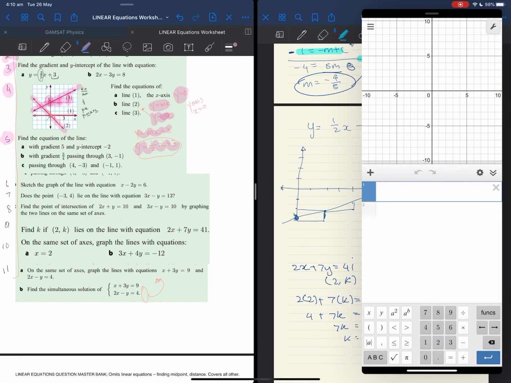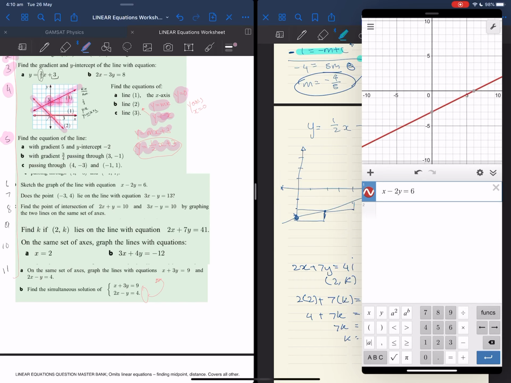Okay, so let's say sketch the point x minus 2y is equal to 6. Okay, x minus 2y is equal to 6. And that is the point. Sketch the point of the... Yep, so we've done that.